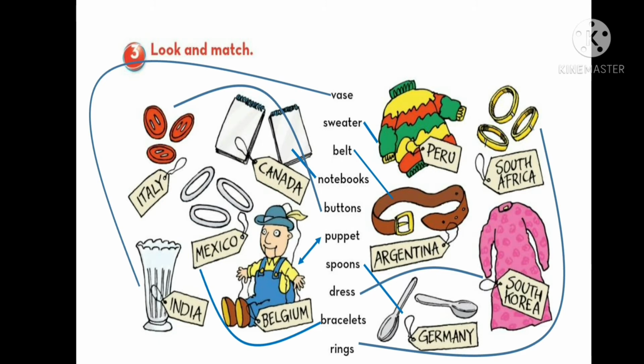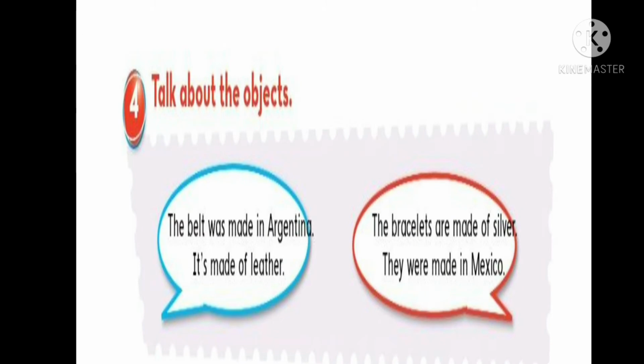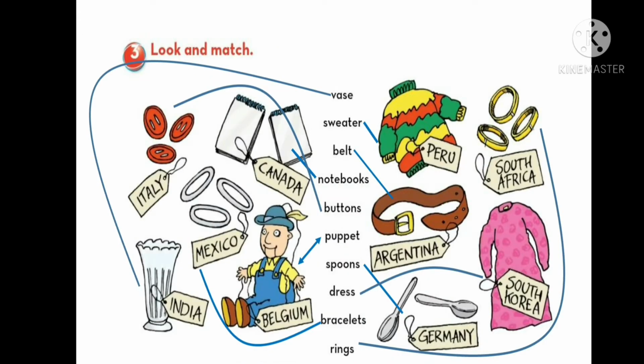Okay, is that clear? Now let's move to exercise 2 and 3 or 4 and 5. Talk about the objects. Look here, we have a label for each one of them.